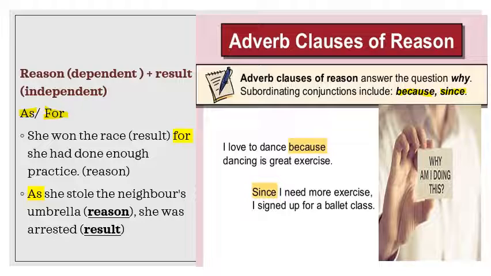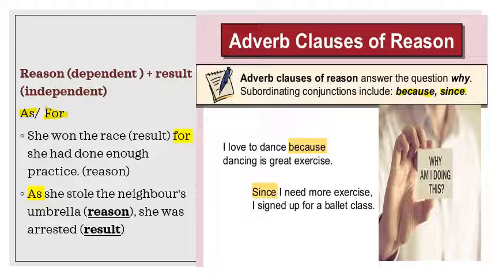Again, you can see that I love to dance is the independent clause, and because dancing is a great exercise is the dependent clause. And in the next one, since I need more exercise is the dependent clause, it came at the beginning, there is a comma afterwards, and then the independent clause, I signed up for a ballet class, came after the dependent clause.